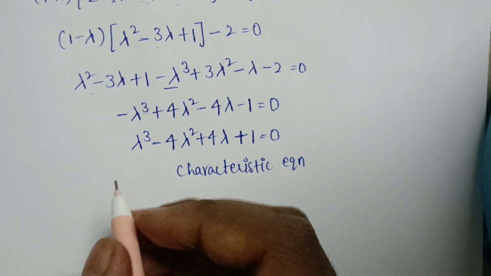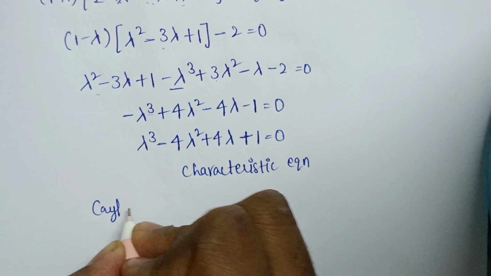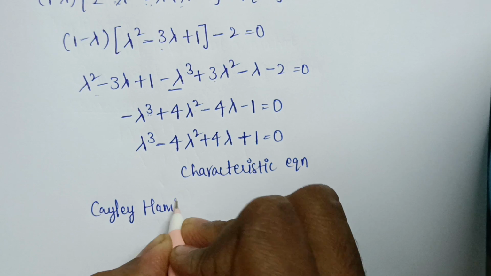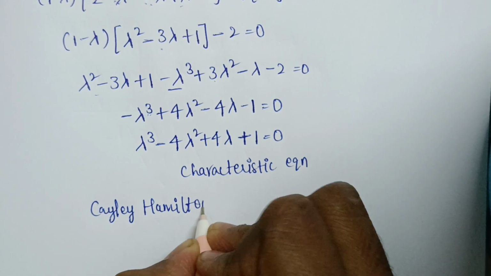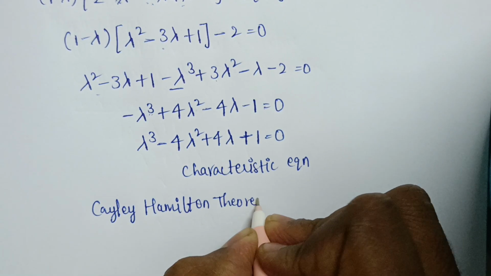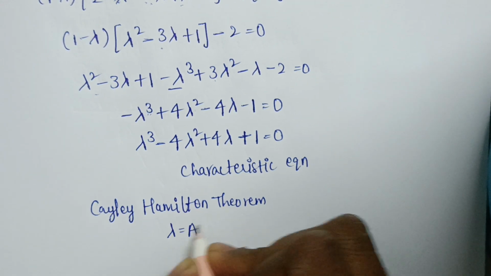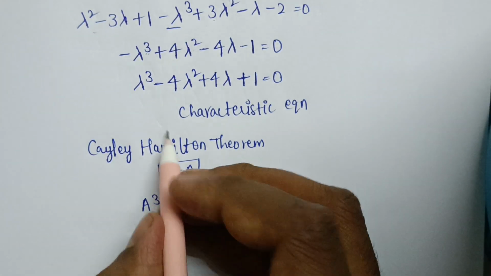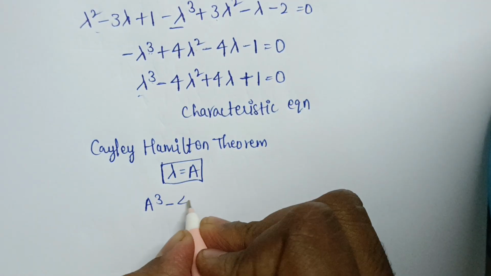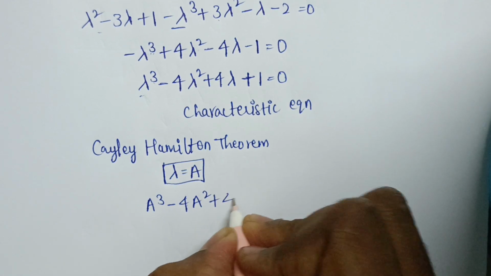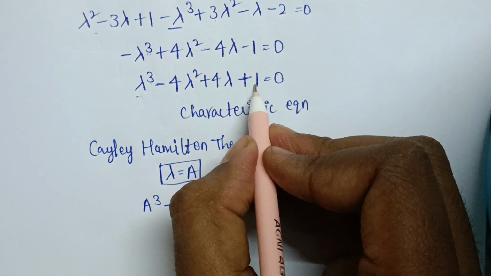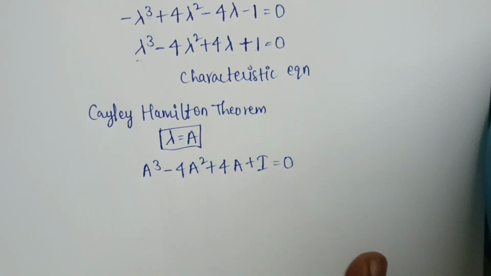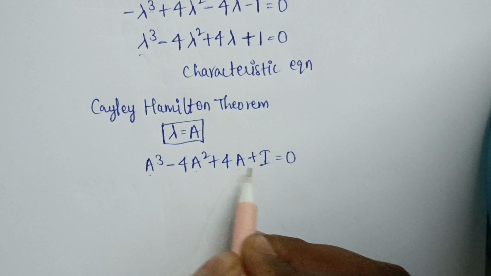So now, to verify Cayley-Hamilton theorem, we should replace lambda with A. Okay. So after replacing, we get A cube minus 4A square plus 4A minus 1, replaced with the identity matrix, is equal to 0. Now we should write A cube, A square, A and I.